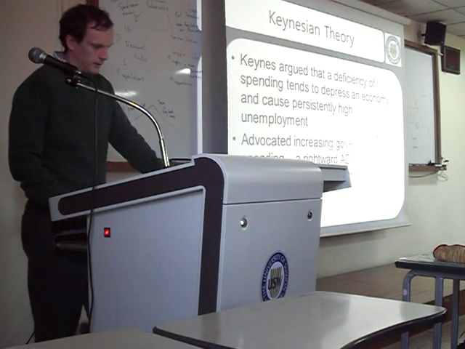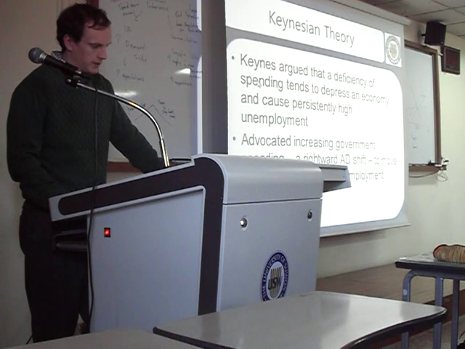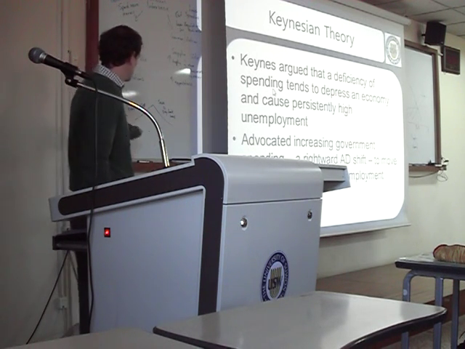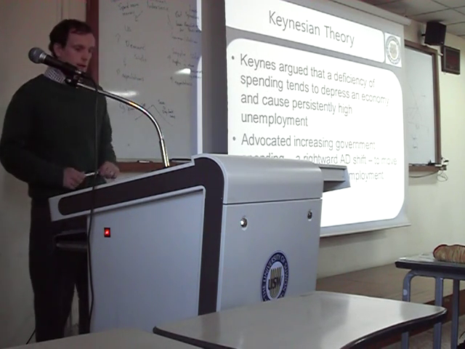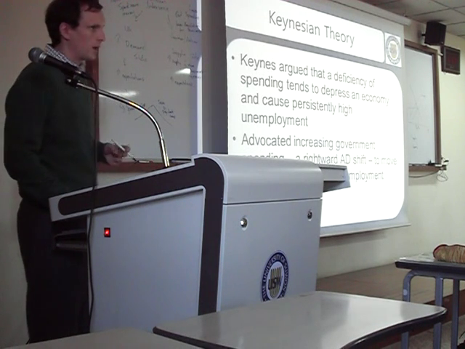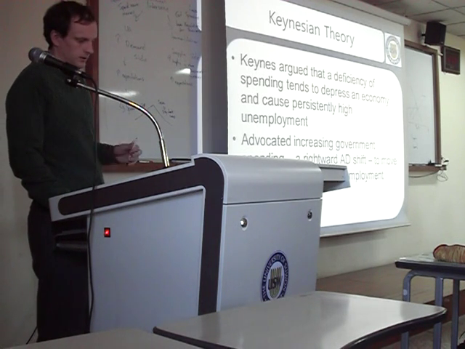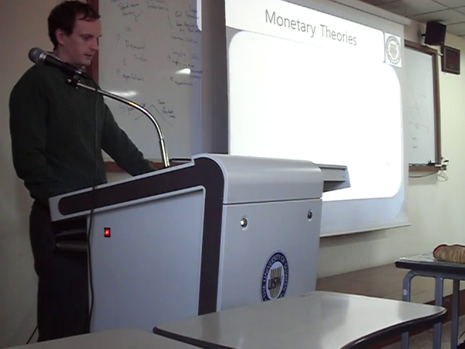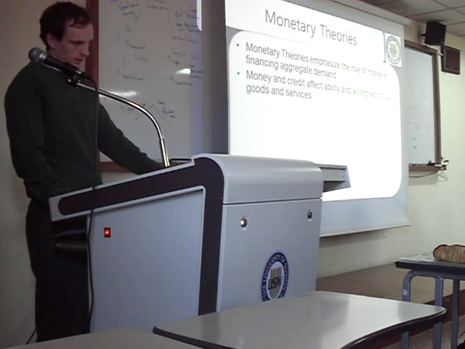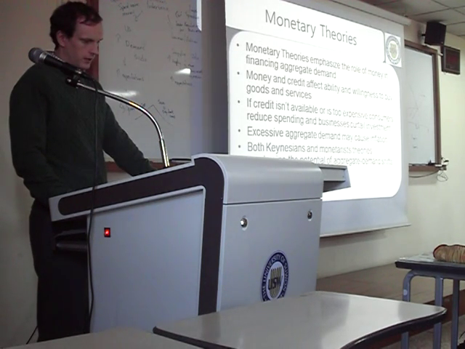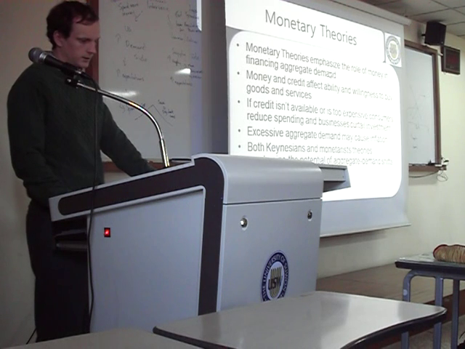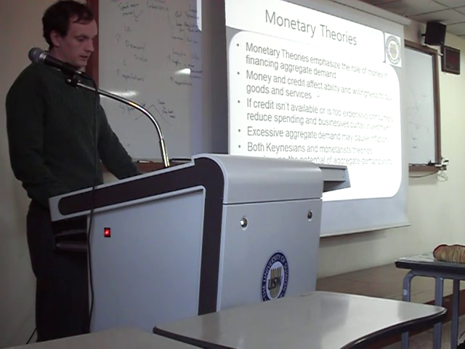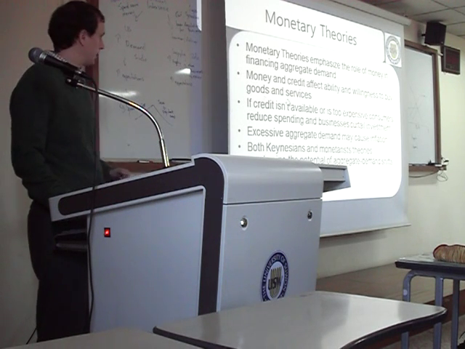So, Keynes says that the problem is people are not spending. People are not spending enough. So this makes the depression worse and causes very high unemployment. So he thinks, increase the government spending. Move the economy towards full employment. Okay? So this is also called monetary theory, because they're emphasizing the role of money. Okay? Money and credit affect ability and willingness to buy goods and services.